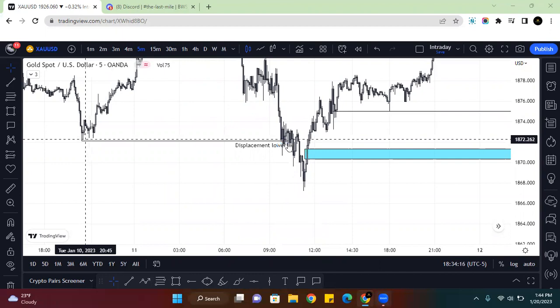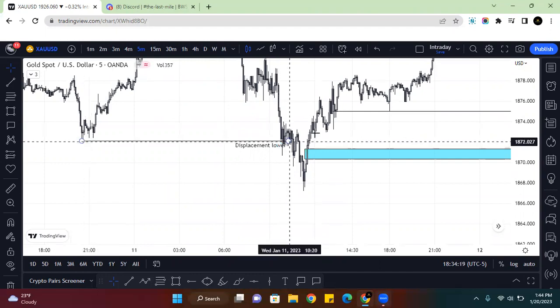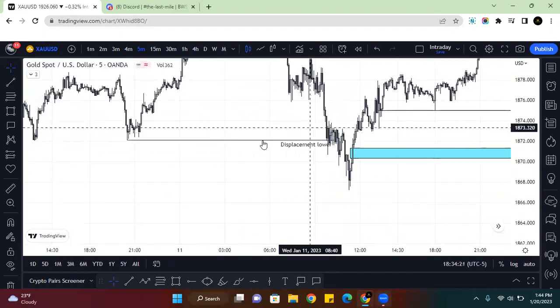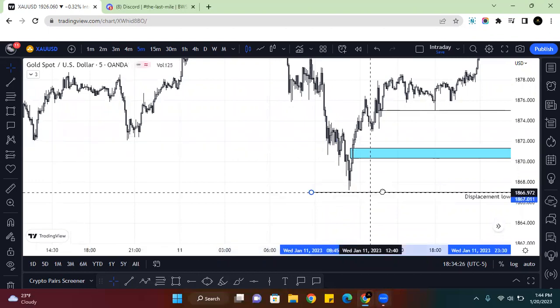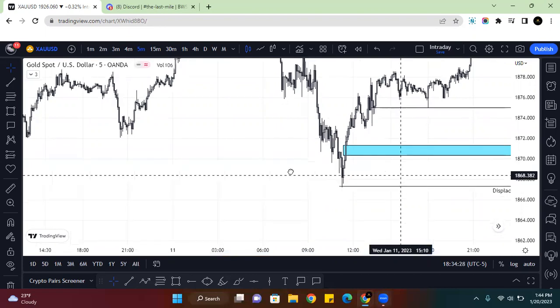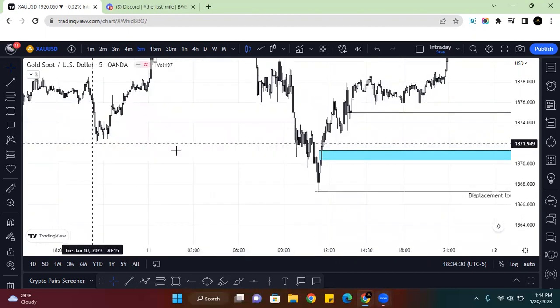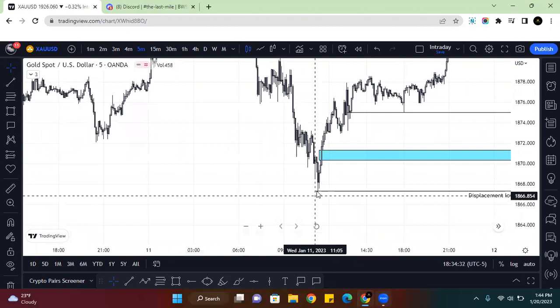You can mark this up as a displacement lower. And normally, like I said, sometimes you can put it on the low right here. In this case, just put it on the low, and you can mark up the sell side like normal if you wanted to, and just put displacement lower right here.